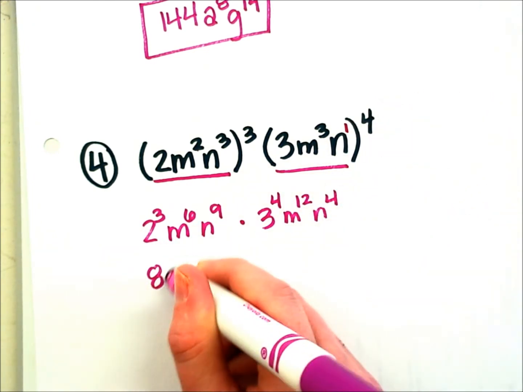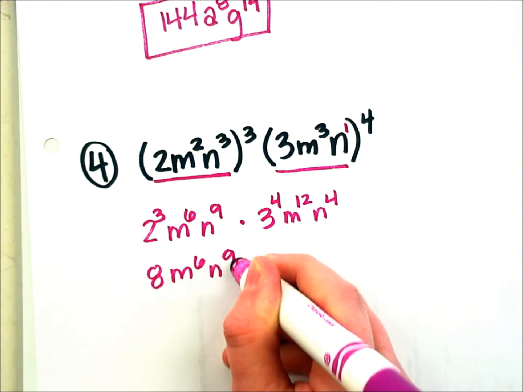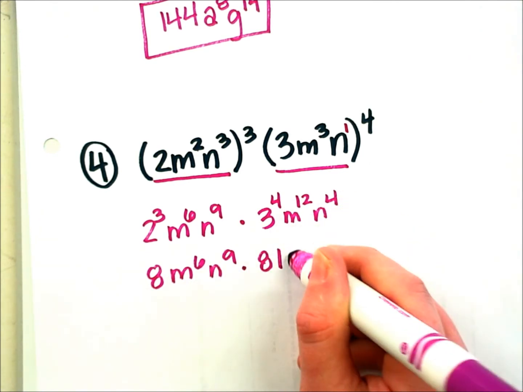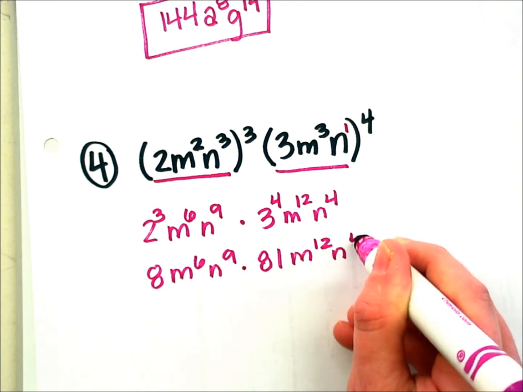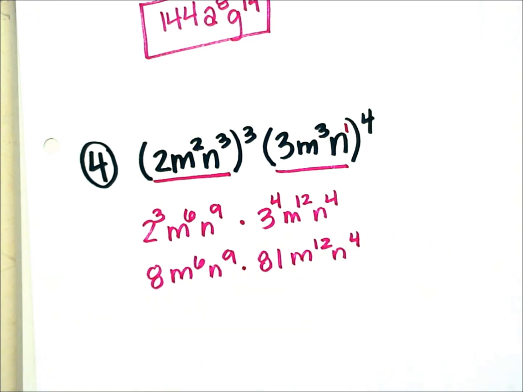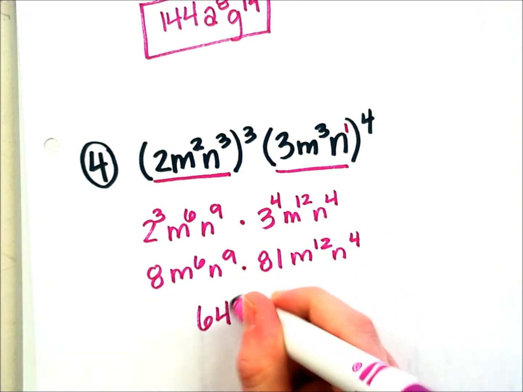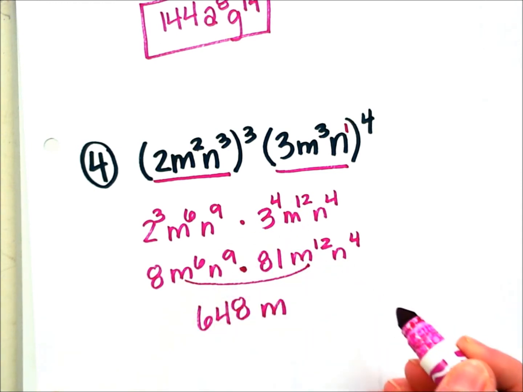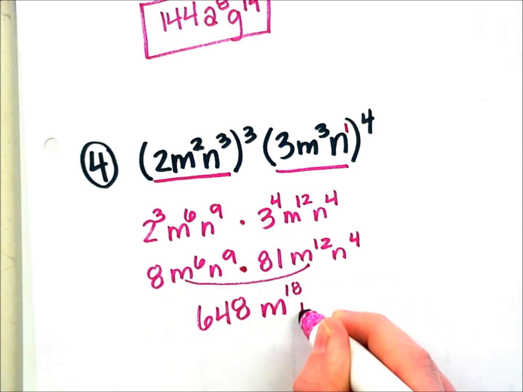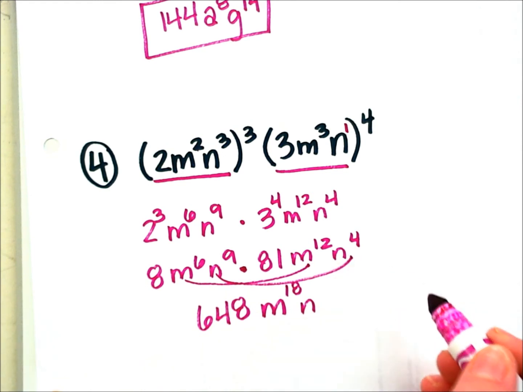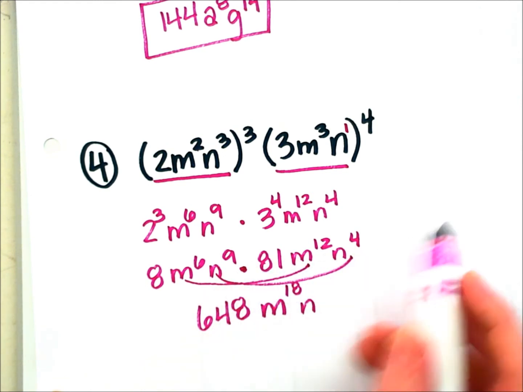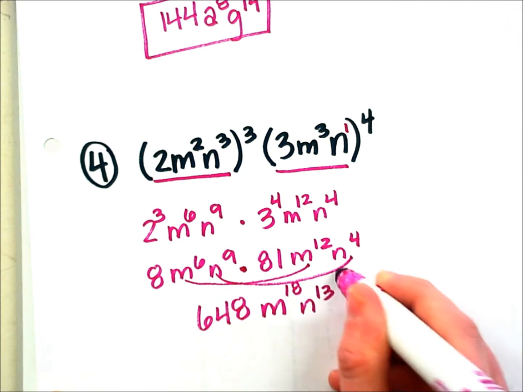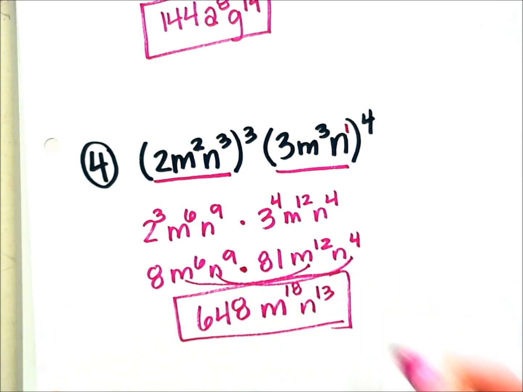2 cubed is 8. Bringing everything else down. 3 to the 4th we know is 81. And now I'm going to say 8 times 81, which is 648. And then m to the 6th times m to the 12th. Add those exponents since we're multiplying. 6 plus 12 is 18. And n to the 9th times n to the 4th. Add those exponents since we're multiplying. 9 plus 4 is 13. So I get 648, m to the 18th, n to the 13th.